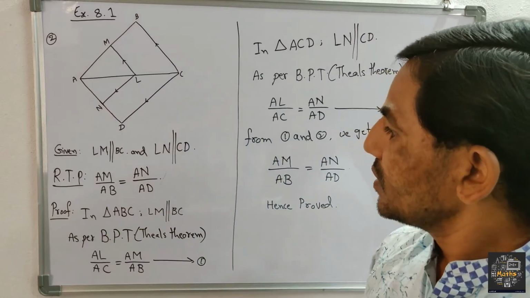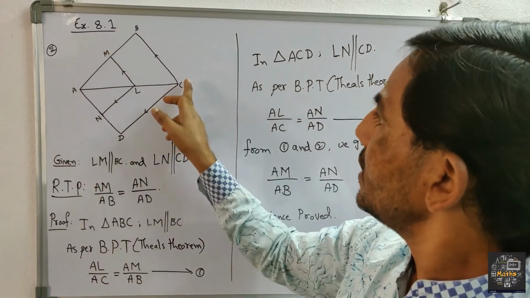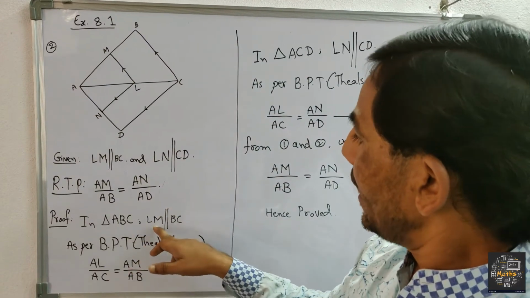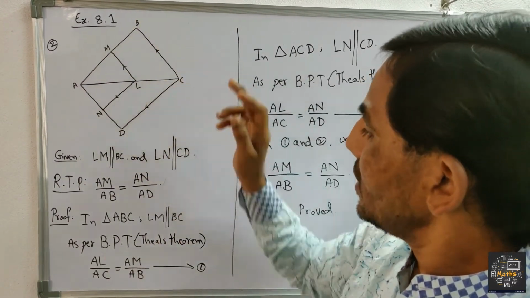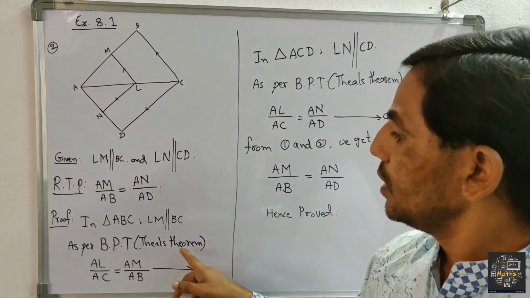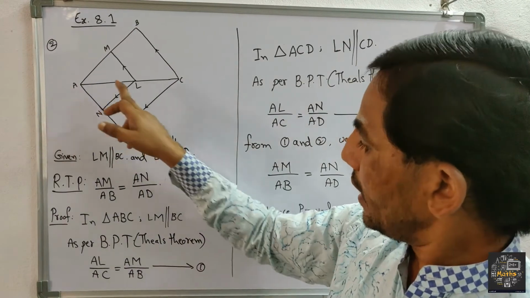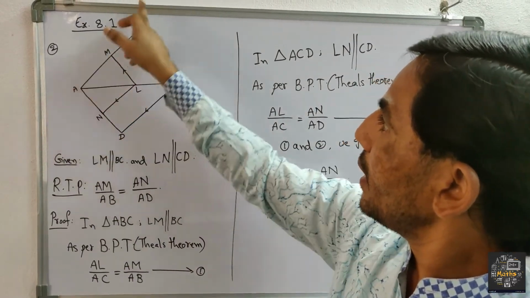Okay, proof here. So in triangle ABC, observe here ABC, the above triangle, and LM is parallel to BC. As per the basic proportionality theorem or Thales theorem, what we write is AL by AC is equal to AM by AB.